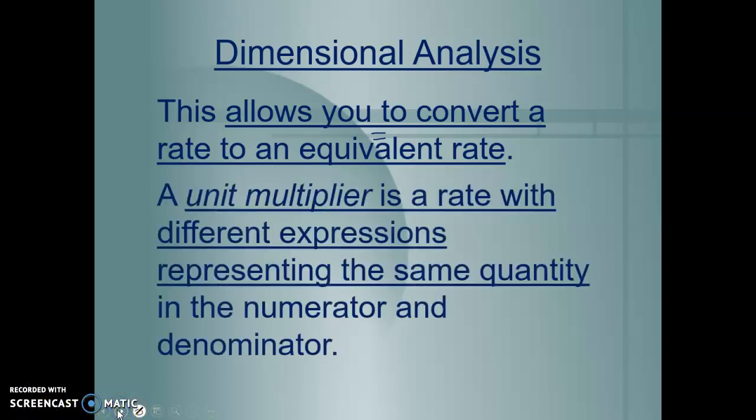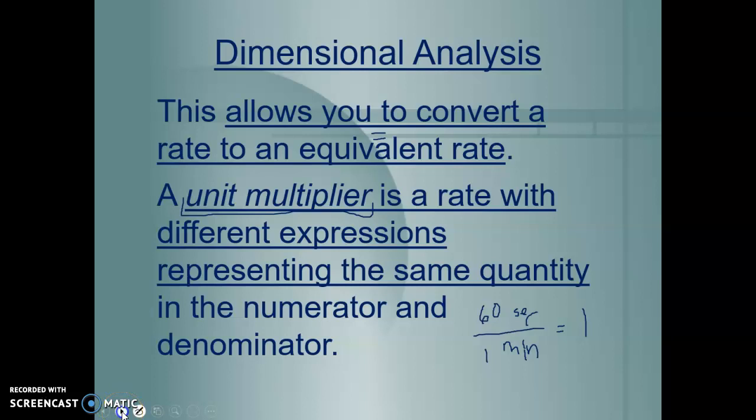A unit multiplier is a rate with different expressions representing the same quantity in the numerator and denominator. It's very similar to a unit rate. Okay? So a good unit multiplier would be 60 seconds equal to 1 minute. We have the same quantity, just expressed 2 different ways. 60 seconds is the same as 1 minute. Remember, when you have 2 numbers that are identical, one over the other, it's just equal to 1. So 60 seconds over 1 minute is equal to 1. That is a unit multiplier.